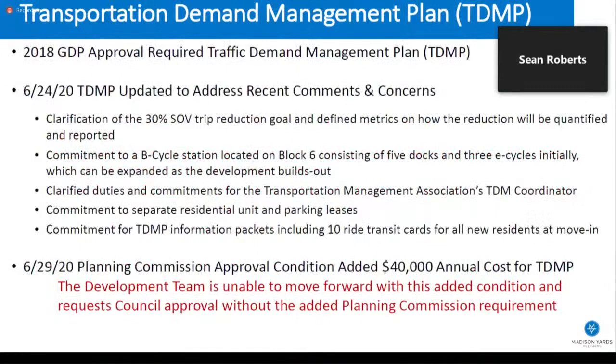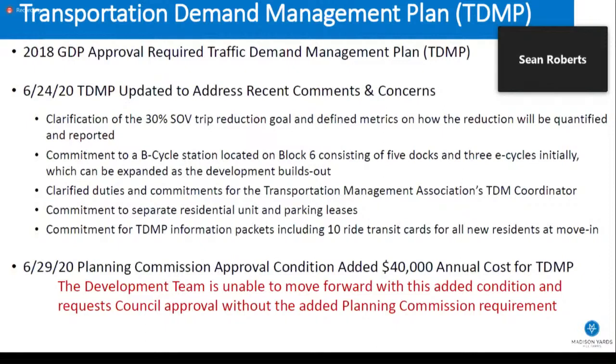I did want to talk specifically about our transportation demand management plan. This is the issue that has probably had the most concern as we worked our way through our process. As a condition of approval of our general development plan in 2018, City Traffic Engineering approved our TDMP prior to recording the GDP in 2019. This previously approved plan was submitted with our SIP application for Block 6 and 3 that are before you today. In response to feedback we received from the Planning Commission this May and the Transportation Policy and Planning Board in June, we subsequently updated and resubmitted our plan on June 24th.